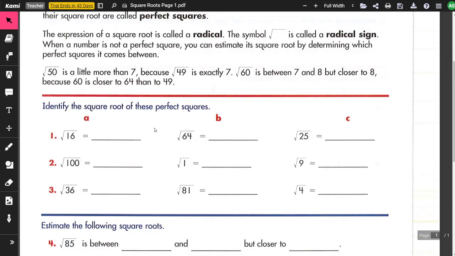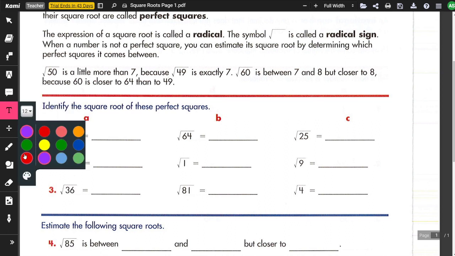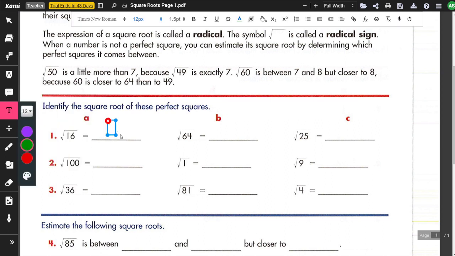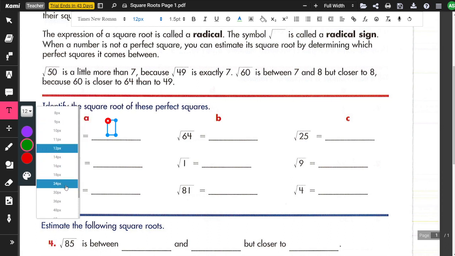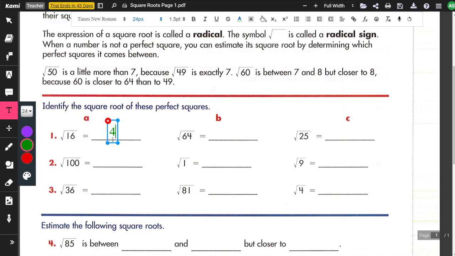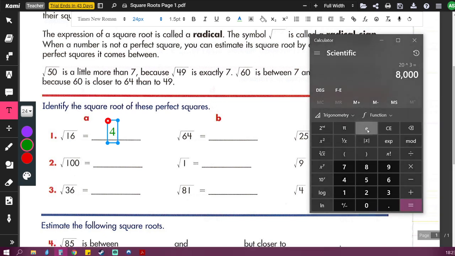So here we have the square root of 16. I know that 16 is 4 squared, so I know that my answer is going to be, let me make this bigger, it's going to be 4. And I can show you with my calculator. So here's my calculator. I have this one right here. It says 2, and then it has that radical sign, so I'm going to use this.